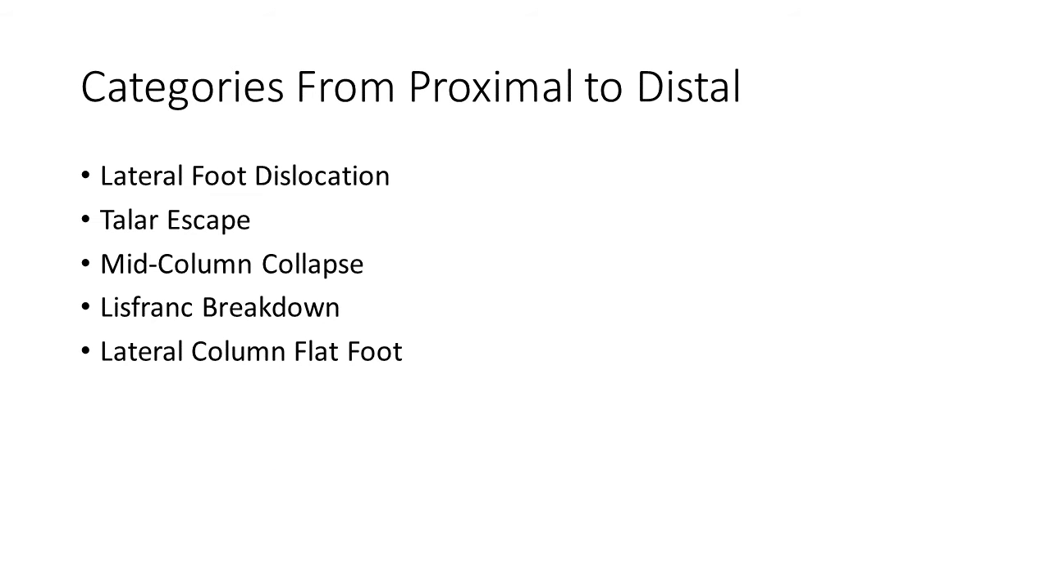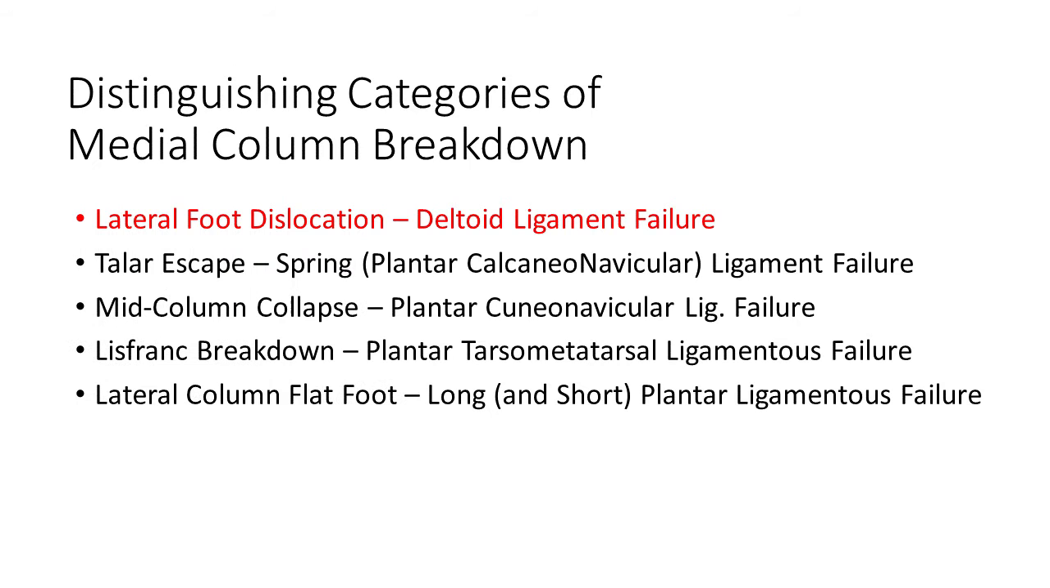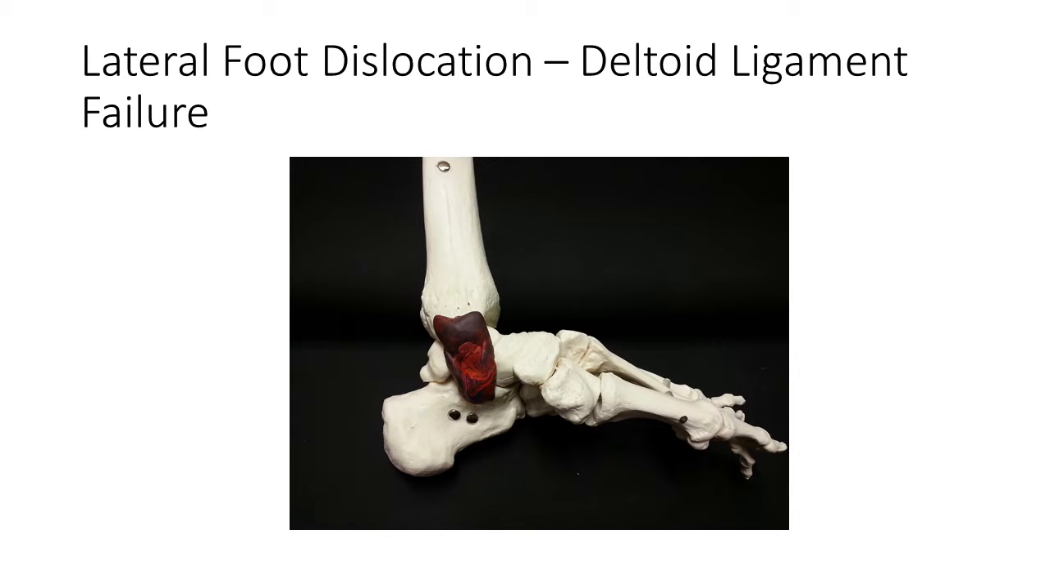We're going to present these categories from proximal to distal: lateral foot dislocation, talar escape, mid-column collapse, Lisfranc breakdown, or lateral column flat foot. Each one of these types of pathologies tends to have a ligament associated with it. We'll be going through each one. Lateral foot dislocation seems to be caused by a failure in the deltoid ligament.